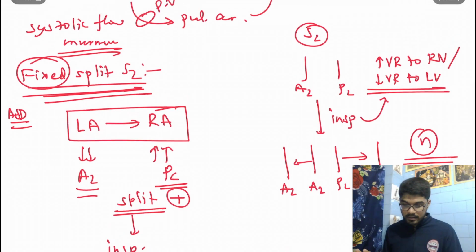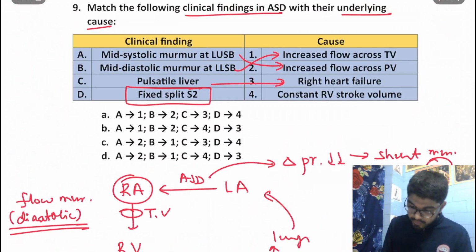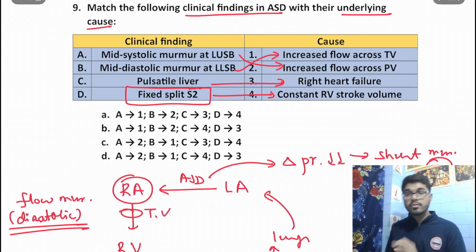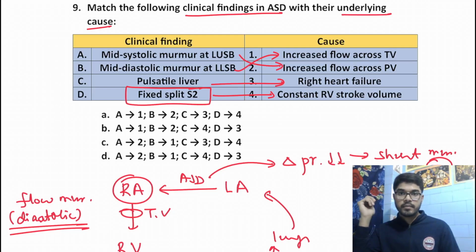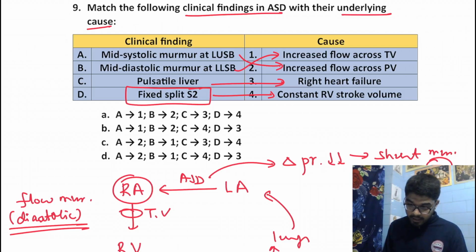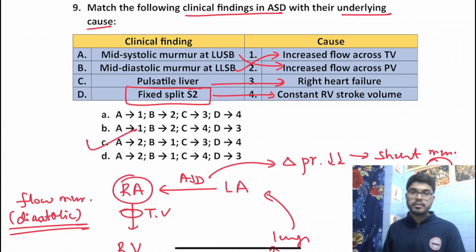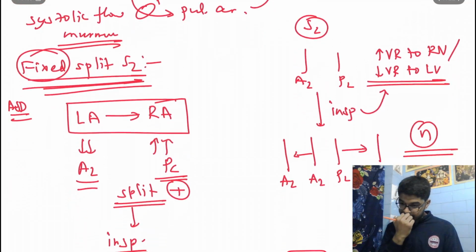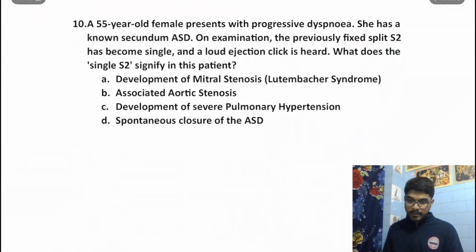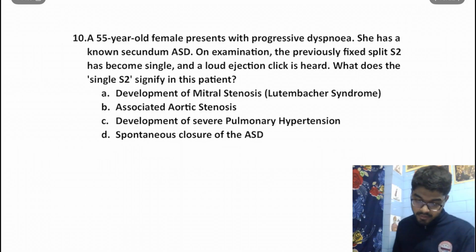Okay, so fixed split S2 is due to constant RV stroke volume throughout respiration. So the answer would be A2, B1, C3, D4. Option C should be our answer. This is the pathophysiology of our ASD. Moving on to the next question.